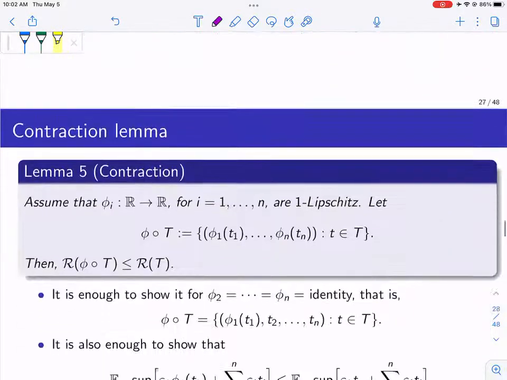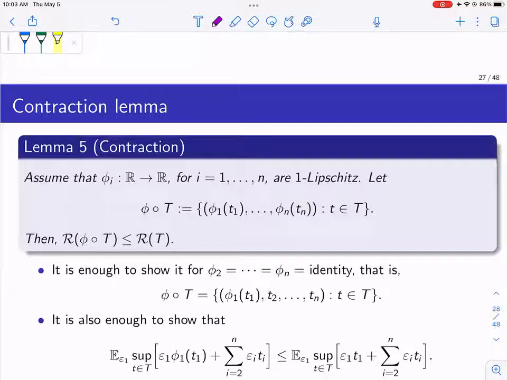Okay. The next one is a sort of contraction lemma for Rademacher complexities. So suppose I have these phi_i's that are from R to R. They're 1-Lipschitz for simplicity. You can extend it to L-Lipschitz, just rescale everything. And then I'm going to define this, again a bit of an overload of notation, phi of T to be the set.